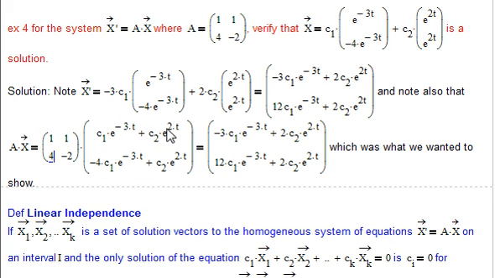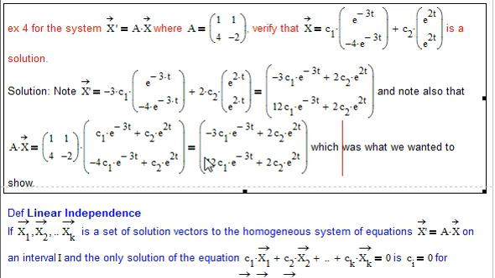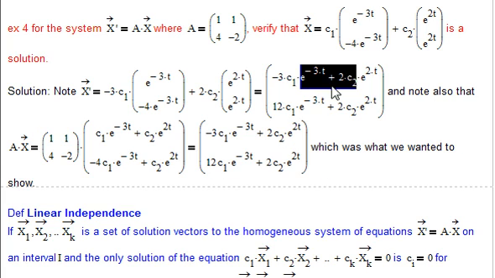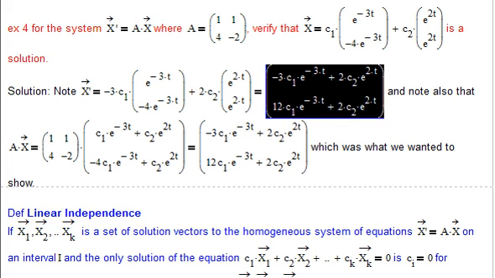4 times this is 4c1 e to the negative 3t plus 4c2 e to the 2t, and then minus 2 times this, well, negative 2 times negative 4 is positive 8, plus that 4 makes 12c1 e to the negative 3t, and then we got 4 times c2 e to the 2t, and then minus 2 times c2 e to the 2t, which would give us a total of 2c2 e to the 2t. And look, matrix A times vector x is this. X prime is this. They're identical. Therefore, it's a solution, which is exactly what we wanted to show.